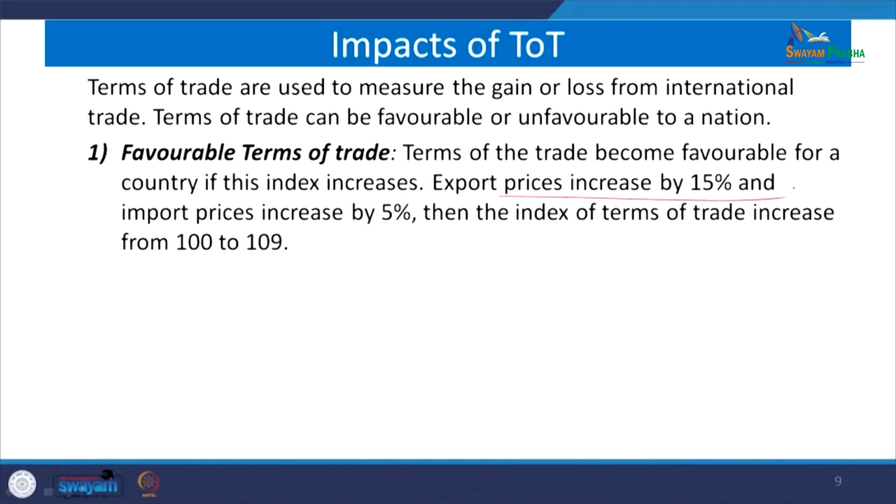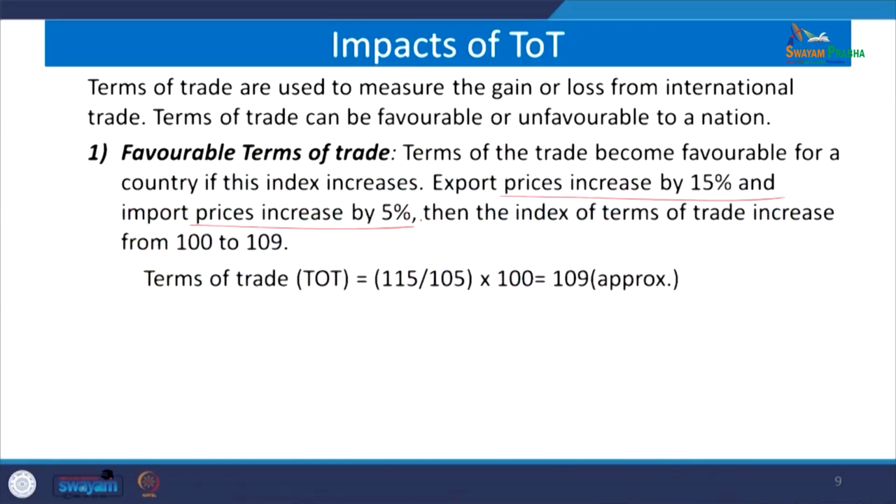Let us have an example. Suppose export prices increase by 15%, whereas import prices increase by 5%. Export price increased by 15%, whereas import price increases by 5%. So, in the net sense it is favorable terms of trade to the country. It is not just calculated by 15% and 5%; rather we have to calculate the net change. Then the index of terms of trade increased from 100 to 109. So, what is the index then?